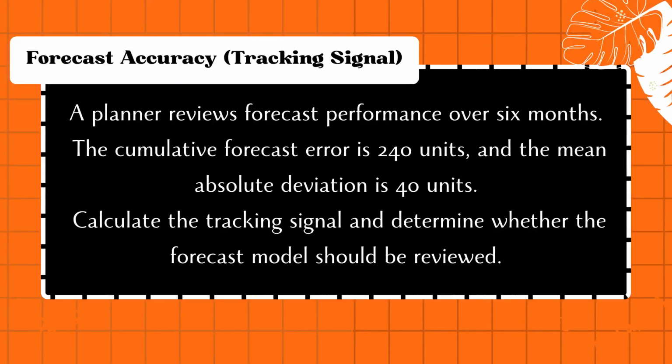Problem 1. Forecast accuracy, tracking signal. A planner wants to check whether the company's forecasting method is still reliable. Over the last 6 months, the total difference between actual demand and the forecast added up to 240 units. The average size of those forecast errors, called the mean absolute deviation, is 40 units. Based on this information, should the planner keep using the same forecasting model or adjust it?